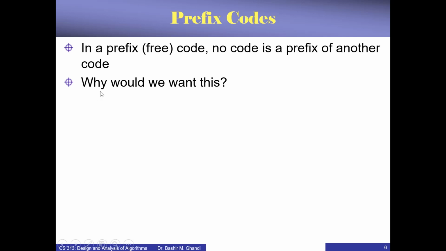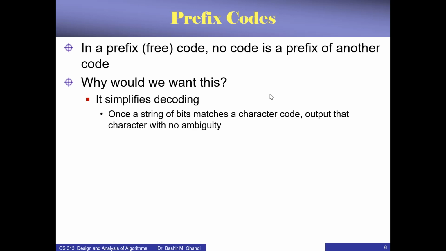So that's what we are asking here. Why should we want this? Because it simplifies decoding. It removes ambiguity. Once a string of bits matches a character code, just output that character with no ambiguity. Again, there is no need to look ahead. Just work on the current one.